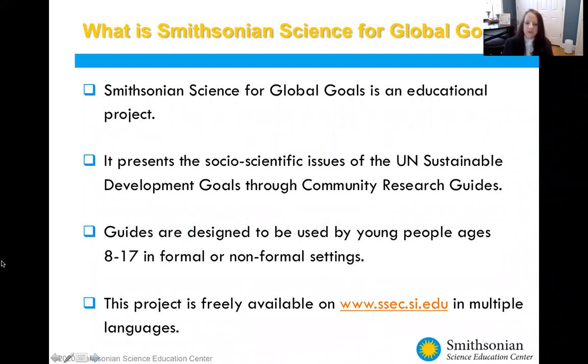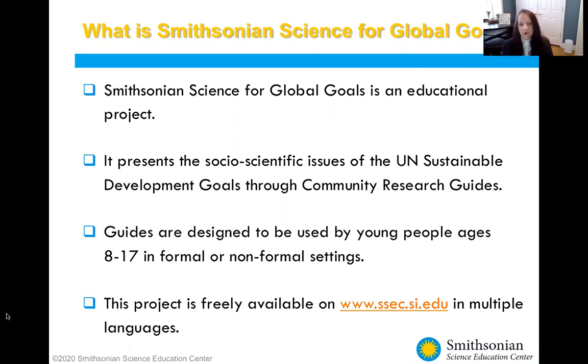So the Smithsonian Science for Global Goals project is one of the projects of the Smithsonian Science Education Center. And the reason this project exists is because we were founded as a center by both the Smithsonian and the National Academy of Sciences in the US, the National Academy of Sciences, Engineering, and Medicine. And it is through that collaboration that the Smithsonian Science for Global Goals project was born. So this project basically addresses the socio-scientific issues of the UN Sustainable Development Goals. And those topics can range from mosquito-borne illnesses to food, to climate change, to biodiversity loss.